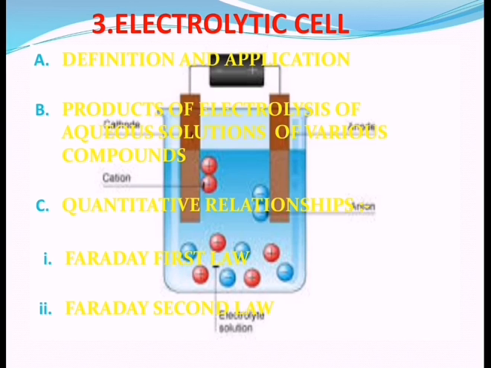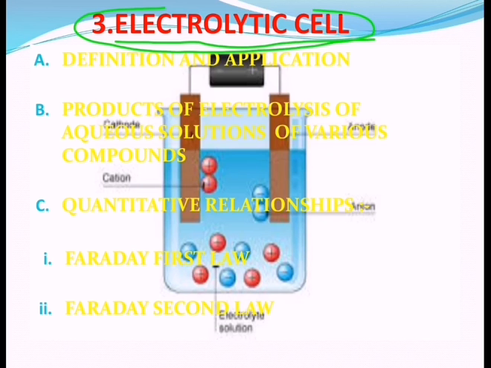Now we come to the third topic of this lesson, that is the electrolytic cell. Earlier we studied about the electrochemical cell. Now we come to the electrolytic cell. There is a wide difference between these two types of cell. An electrochemical cell gives electrical energy with the help of chemical energy, but an electrolytic cell is used to carry out chemical reactions with the help of electrical energy.